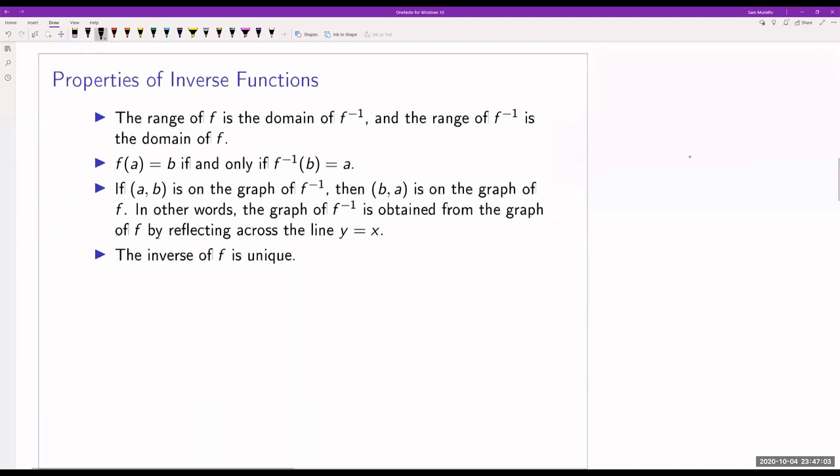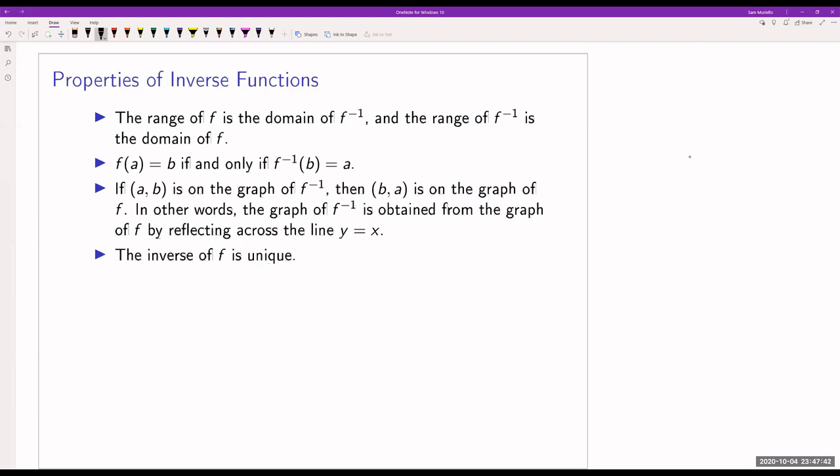Now, there's a couple of very nice properties that inverse functions have. First of all, the output of one function would be the input of another. The output of a function would be the input of its inverse, and vice versa, which means that the range of a function is the domain of its inverse, and vice versa. The next one, f of a is equal to b, if and only if f inverse of b is equal to a. This makes sense. If I plug a into f and get b, then plugging b into the inverse should get me back the original, which was a.